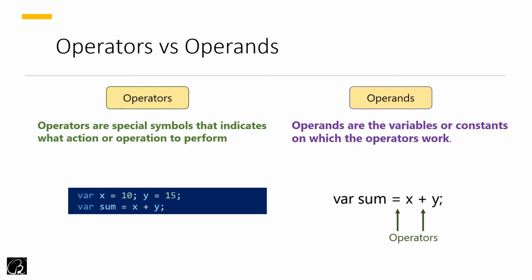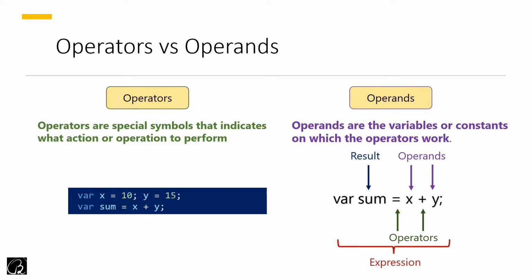Now what about operands? I mentioned operands are nothing but variables or constants on which operators work. So here the operands are x and y. These 2 are variables over here. Now sum is the result and var is the keyword, right? The entire thing is called an expression.